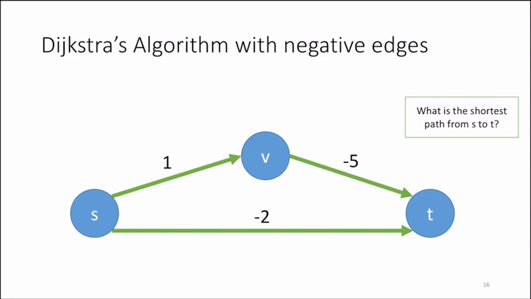Well, the shortest path would be to go across the top here, and that would have a total path length of 4. So it would be S to V to T. Now, what would Dijkstra's find? What's the shortest path Dijkstra's would find to T?